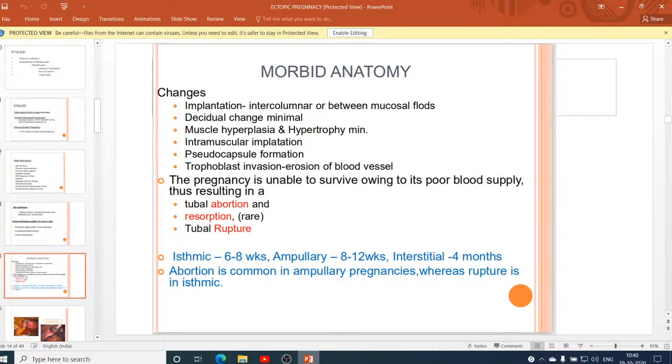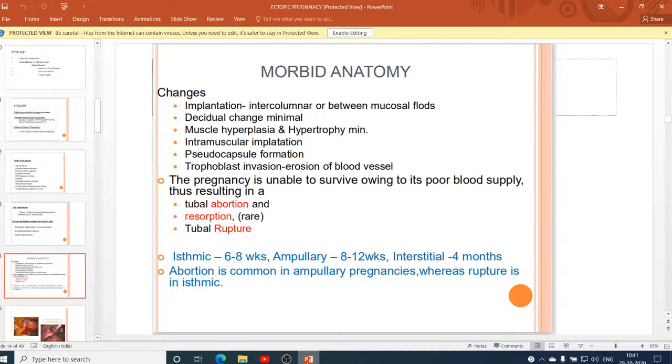So what is the pathology? Here I will explain how it happens. Implantation is intercolumnar or between mucosal folds. Decidual change will be minimal. In normal pregnancy, decidual change will be more. Here, muscle hyperplasia and hypertrophy are minimal. In normal pregnancy, muscle hyperplasia and hypertrophy will be more. Then intramuscular implantation, pseudocapsule formation, trophoblast invasion, and erosion of the blood vessels. The pregnancy is unable to survive owing to its poor blood supply, thus resulting in tubal abortion, reabsorption, and tubal rupture.